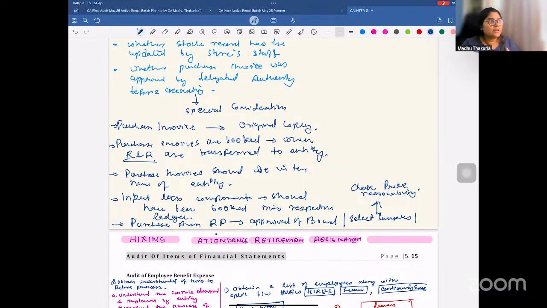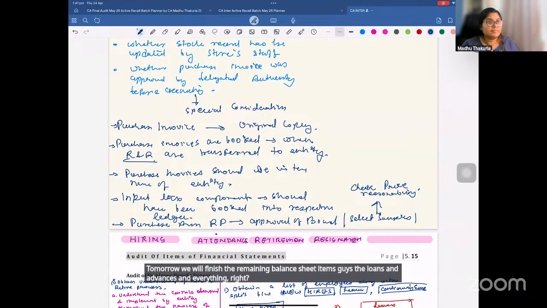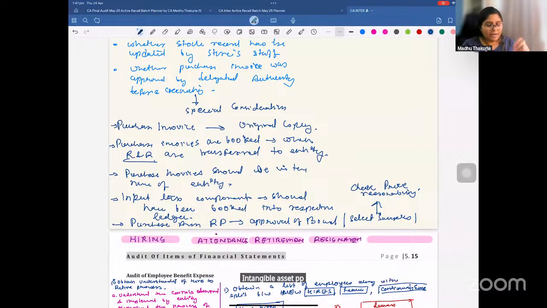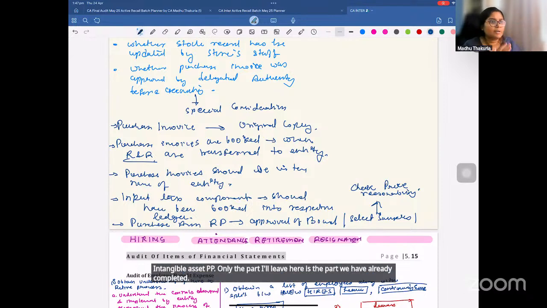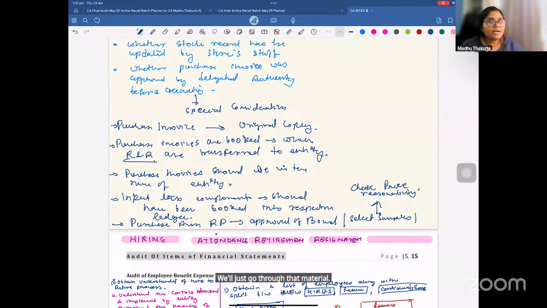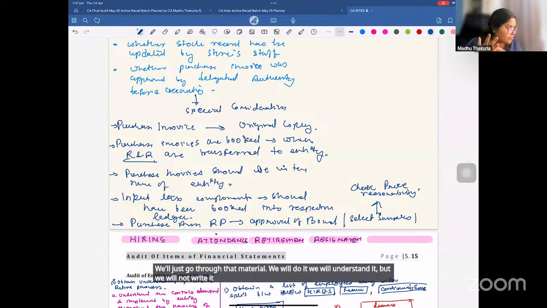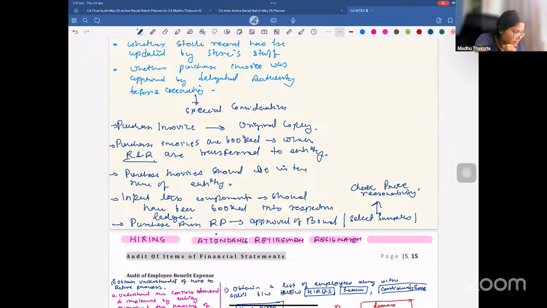Tomorrow we will finish the remaining balance sheet items, guys. The loans and advances and everything, right? Intangible asset, PPE. Only the part we have already completed, I'll leave out here. We'll just go through that material. We will understand it, but we will not write it like on all the January 25 questions. Done, ma'am.